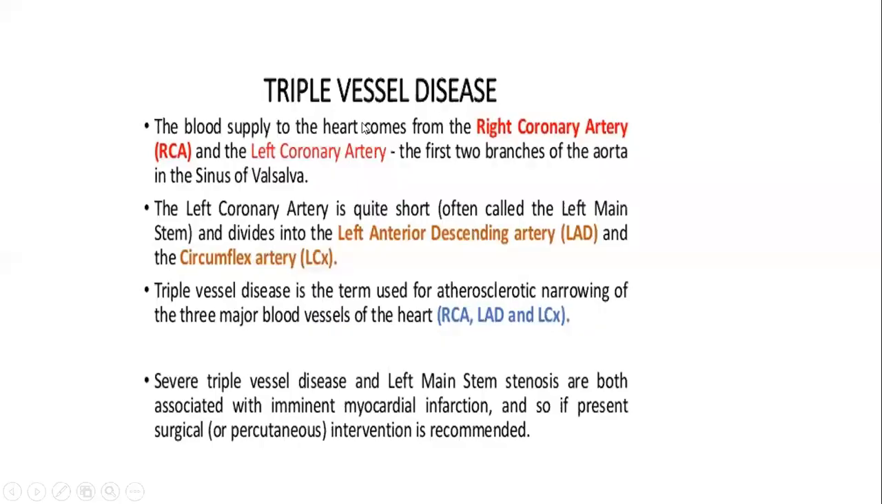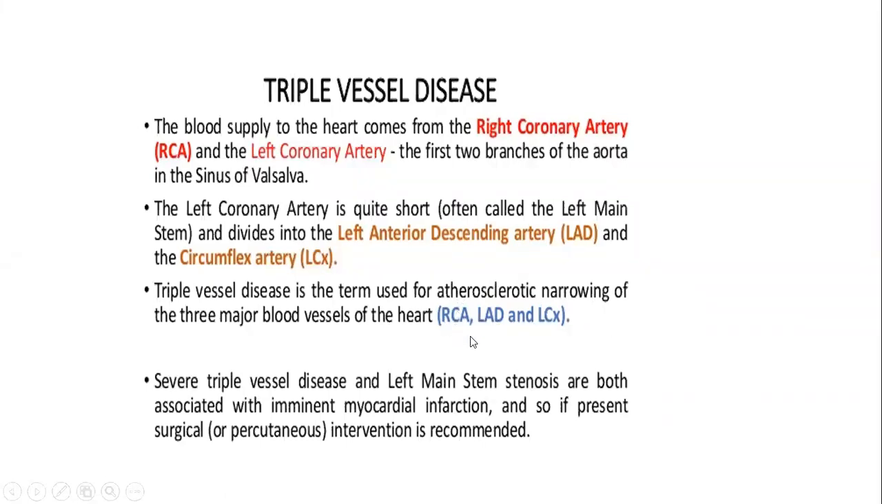The clinical associated with the blood supply of the heart is triple vessel disease. The blood supply to the heart comes from the right coronary artery and left coronary artery, which are the first two branches of the aorta in the sinus of Valsalva. The left coronary artery is shorter and divides into anterior descending and circumflex artery. Triple vessel disease is the term used for the atherosclerotic narrowing of the three major blood vessels of the heart.